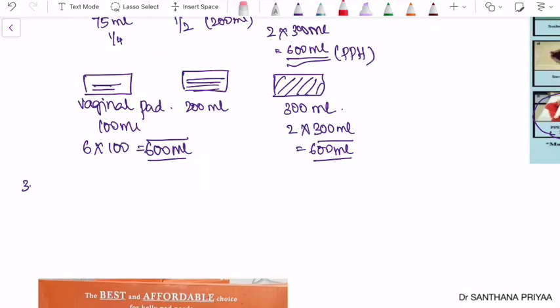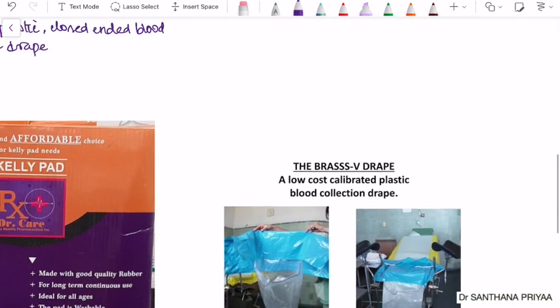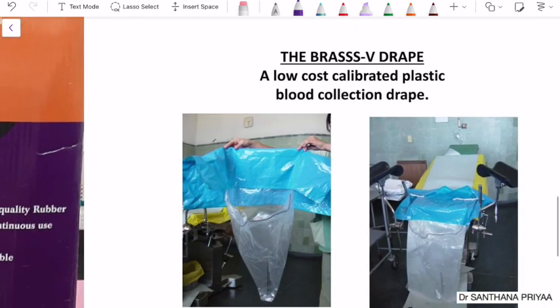Then the third is by calibrated plastic closed ended blood collection drape. This looks like this. This is known as the brass bead drape. It has a marking of 500 ml. It is usually tied under our buttocks.